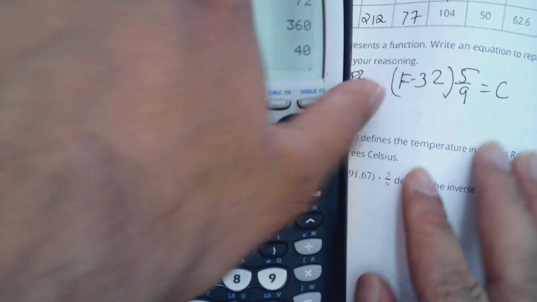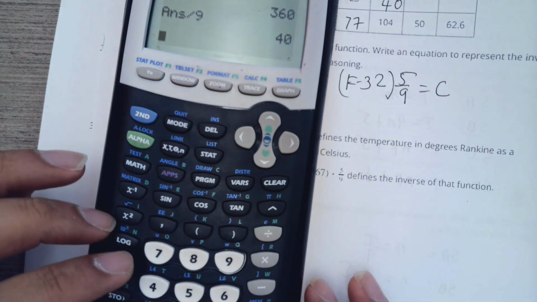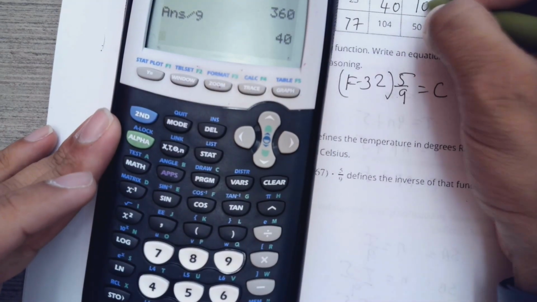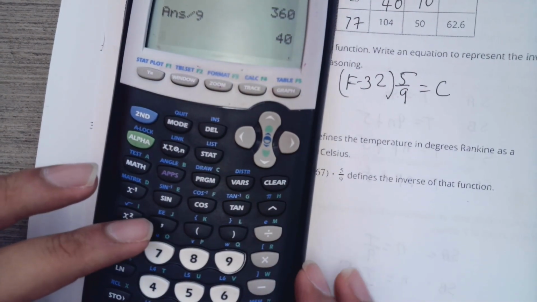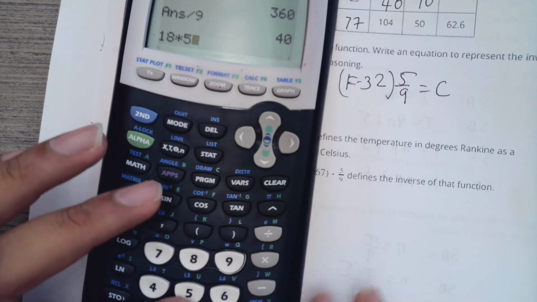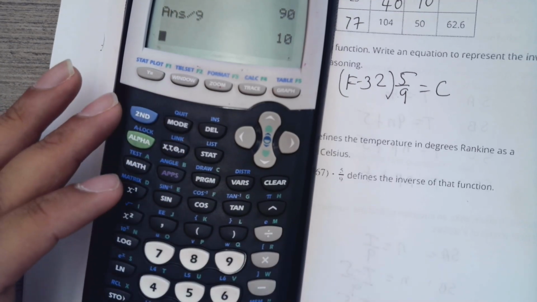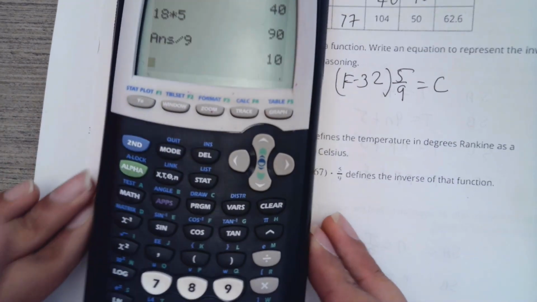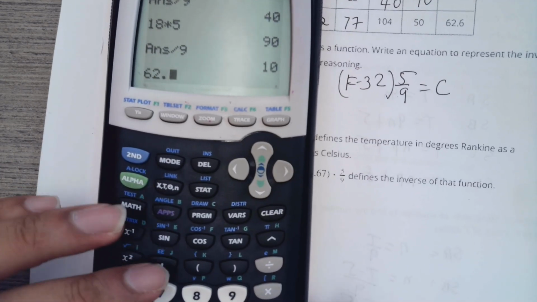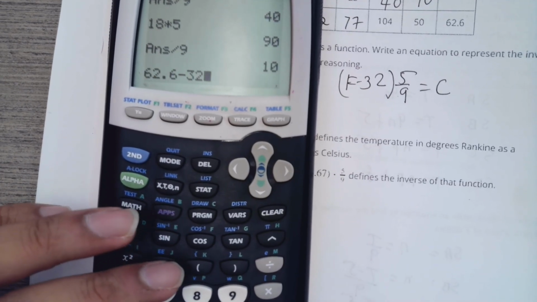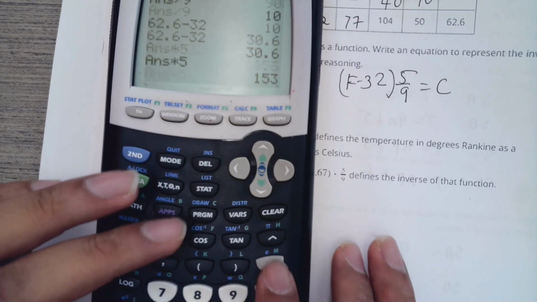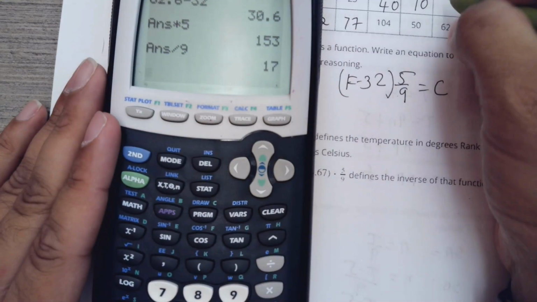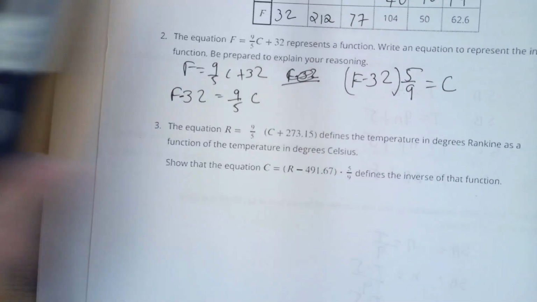Same thing here, 50 minus 32 is 18, so that's 10. I'll just show you that as well. You get 18 times 5 divided by 9, and you get 10. Genius, guys, genius. Okay, 62.6 minus 32 times 5 divided by 9, and you get 17. So we also did that.